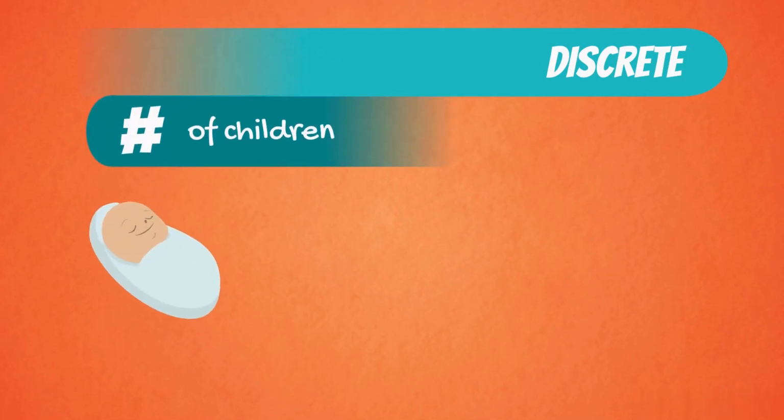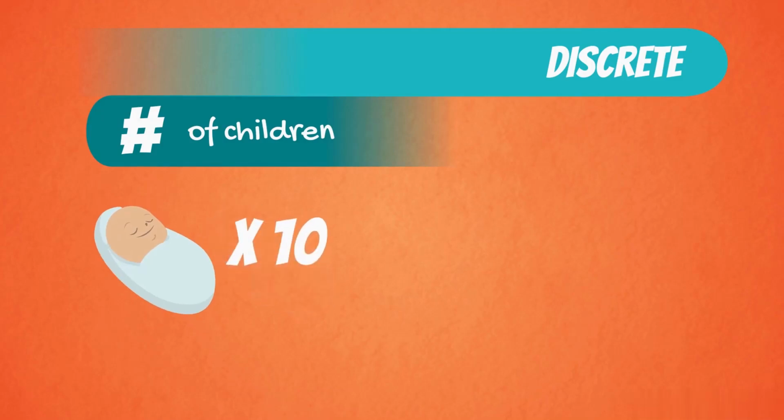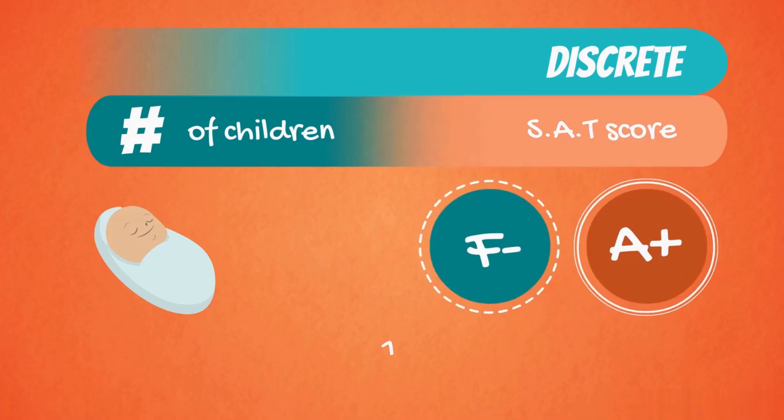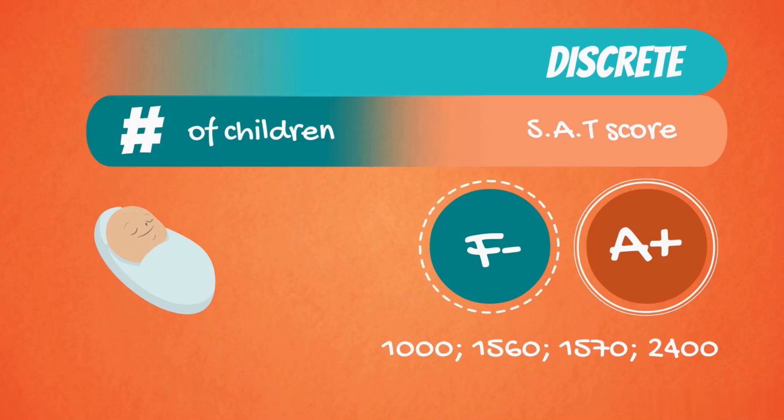Discrete data can usually be counted in a finite matter. A good example would be the number of children that you want to have. Even if you don't know exactly how many, you are absolutely sure that the value will be an integer such as 0, 1, 2, or even 10. Another instance is grades on the SAT exam. You may get 1,000, 1,560, 1,570, or 2,400.